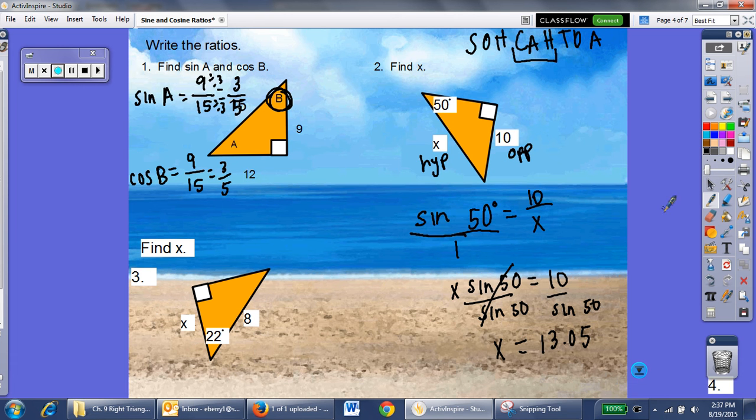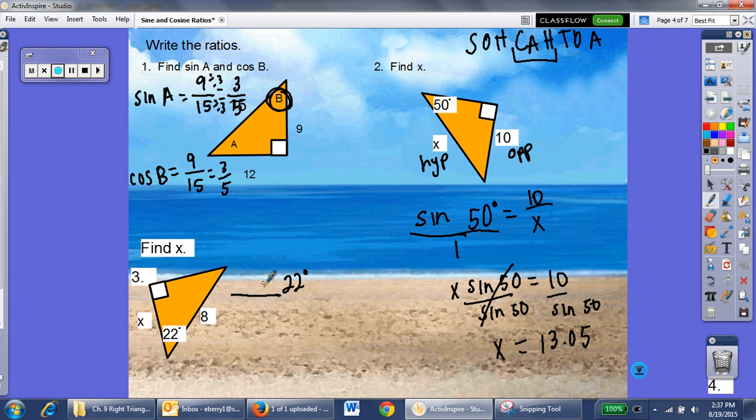Okay, now let's look at number 3. So number 3 asks us to find x. So again, we're looking for the side length of x. So we're given 22 degrees, so I can definitely write 22 degrees down. I need to figure out what to put in this blank spot, sine, cosine, or tan. So when I focus on 22, the x is right next to it. So that means we're given the adjacent side, and 8 is hypotenuse. So when I look at SOHCAHTOA, the cosine is the only one that has adjacent and the hypotenuse, so I need to use that trig function.